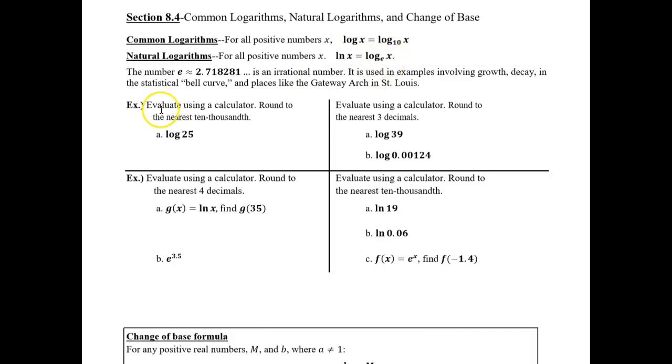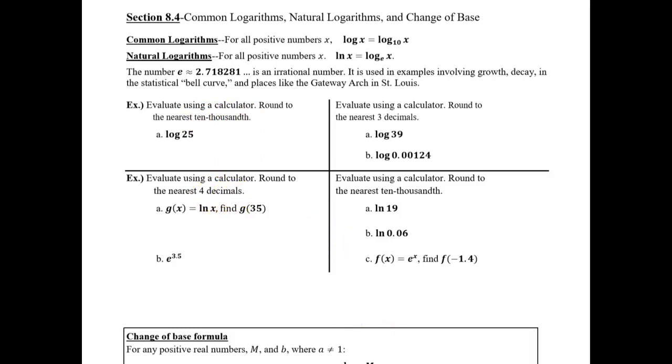Alright, so as I mentioned before, we're going to evaluate some of these using a calculator. It's very important to know where these buttons are on your own calculator. So go ahead and get those out, and let's see if you can find the buttons and use them properly. So, first example says evaluate using a calculator, round to the nearest 10,000th. You might also see 4 decimals, right? A lot of times in science classes, they want you to go out to 4 significant digits, meaning the 10,000th place or 4 decimal places.